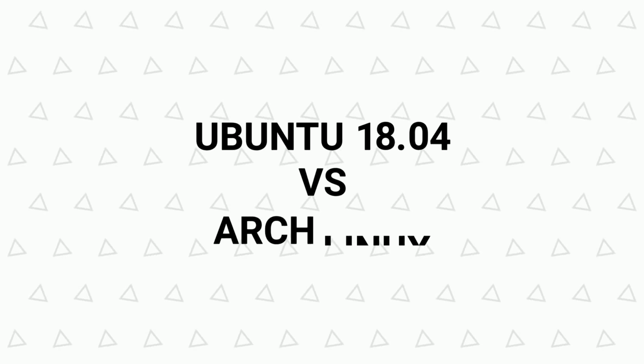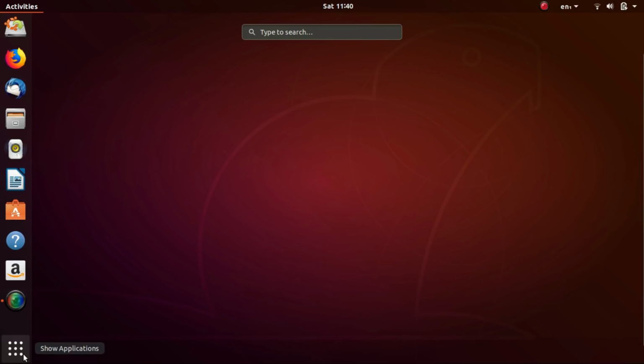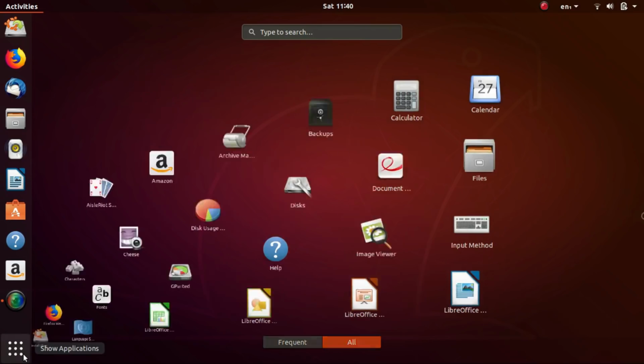So today, I will be comparing Ubuntu 18.04 and Arch Linux side by side and in depth. And as you know, I'll keep it short and on point.